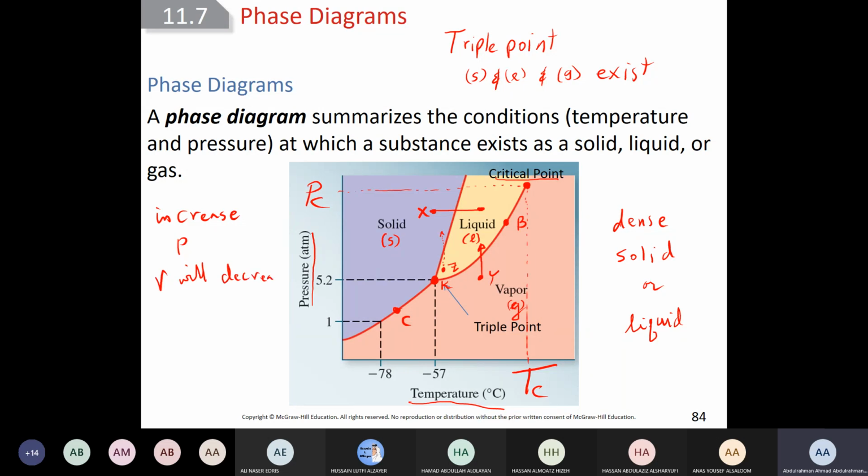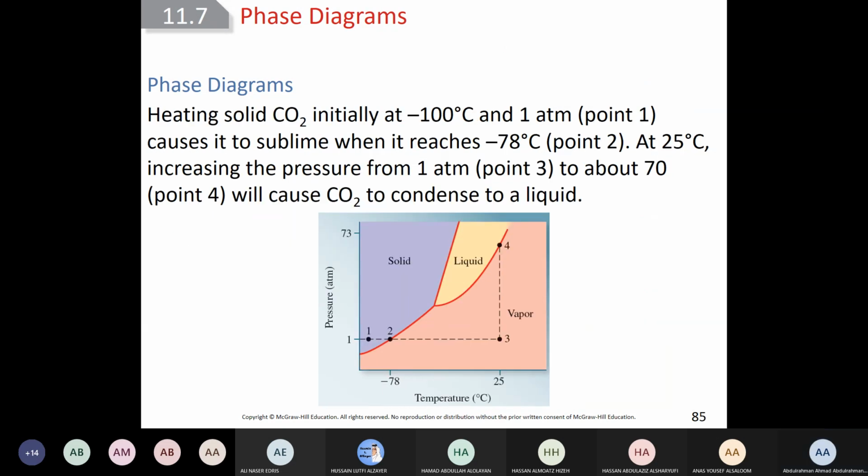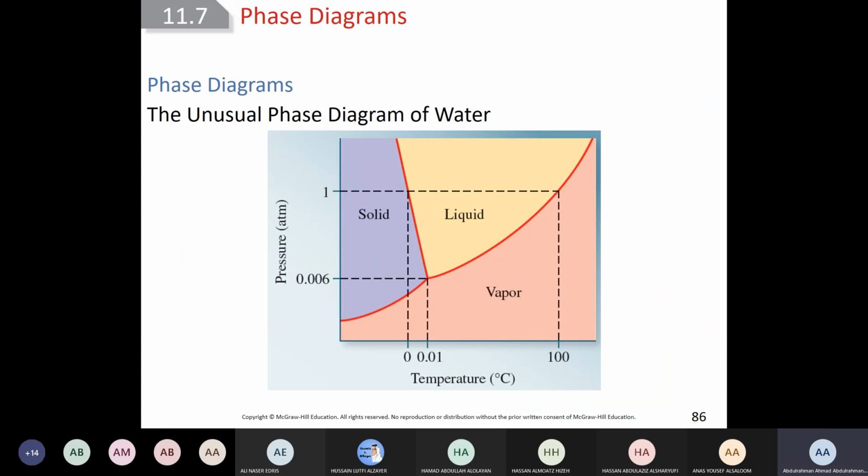If you decrease the volume, what will happen to the density? Because it's mass over volume. If you decrease the volume, what will happen to the density? Increase. Will increase. Very good. This means which is more dense, the solid or the liquid? Solid. The solid is more dense. Is this clear? Good.